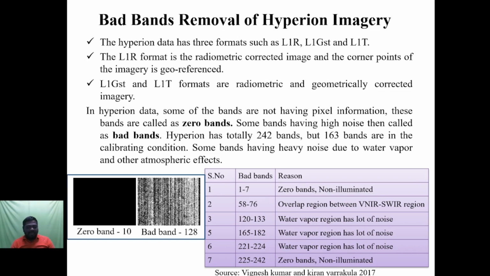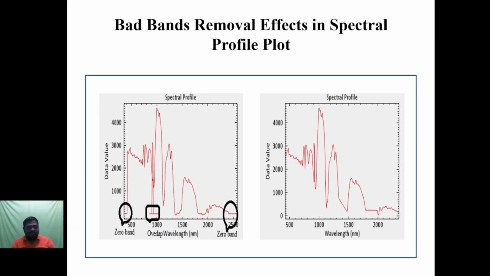The water vapor bands also have very heavy noise, meaning that due to the noise pollution, we are not able to identify any kind of information in the picture. They are available from 120 to 133, 165 to 182, and 221 to 224. The sample representation for the zero band is shown in the left side figure, and the bad band in the right side figure.